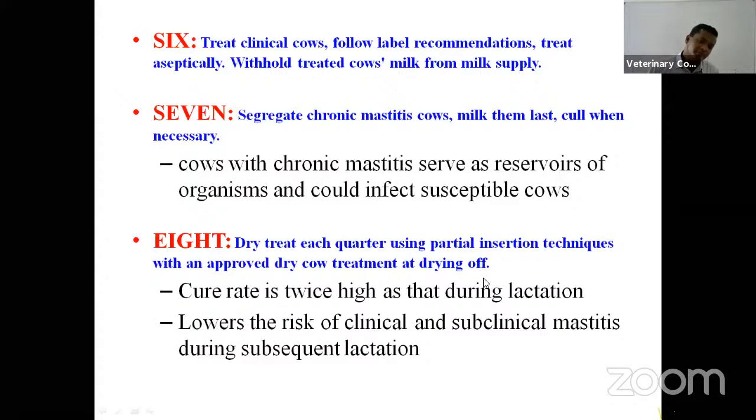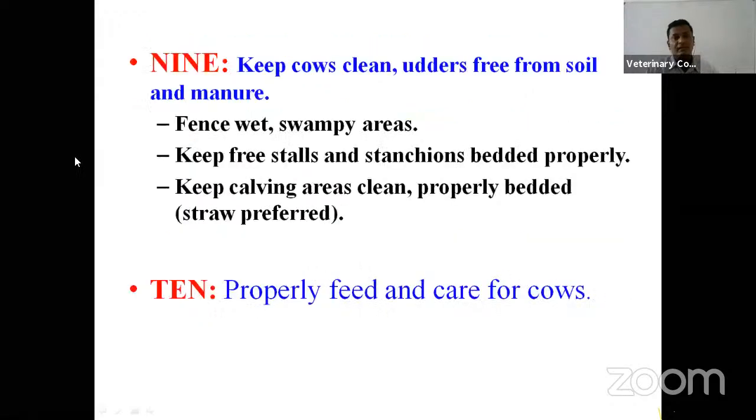So during this drying process, what can be done? Some antimicrobials are injected into the udder. It should be partially inserted, because if you insert very deep, organisms are directly introduced into the udder. So when you use intramammary infusions during this drying process, they should be partially inserted, and the animal has to be properly dried off.